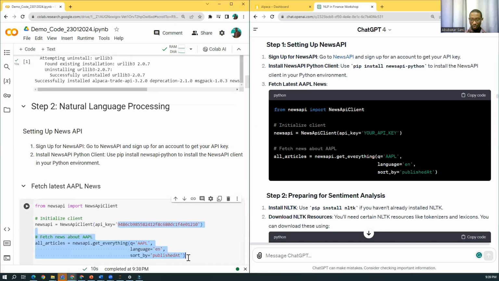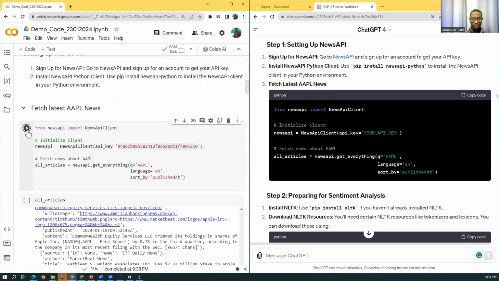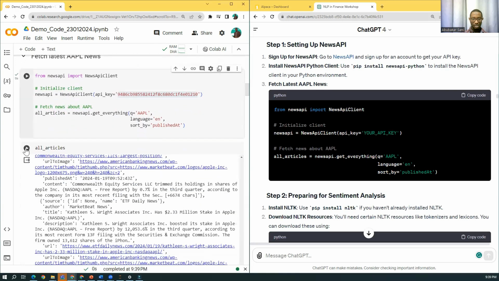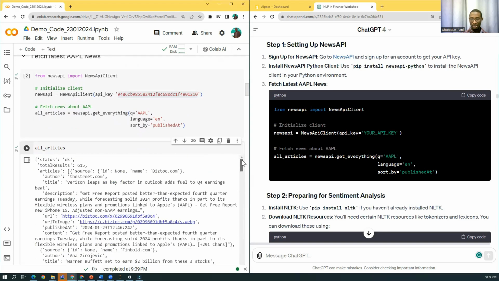This is my API key, which allows me to access News API and get the latest news about a particular topic. So here I said get everything. It tells me to get everything related to Apple. The language is English, and I want it sorted according to the date of publication. That's what we have here. It did everything and gave us all these articles. If you check here, you will see this is the latest article. We have around 615 results, 615 articles.